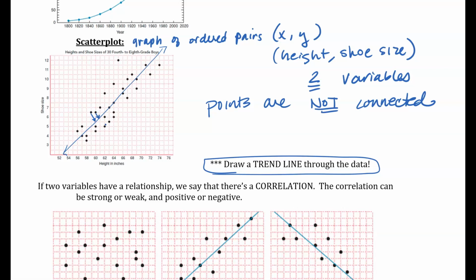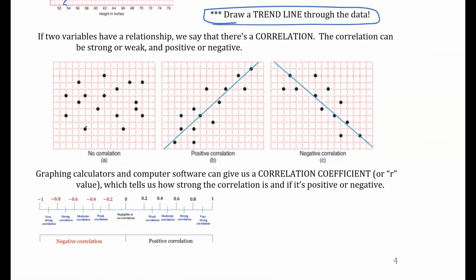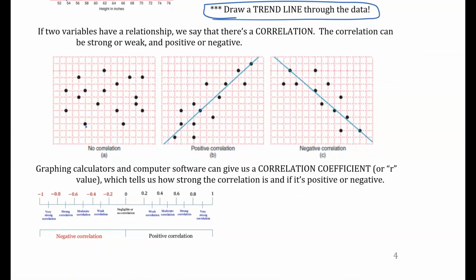So every single point has a distance to the line, and what graphing software does is it tries to minimize that distance for all of the points so that the line can be as close to those points as possible. Sometimes you'll hear this called a line of best fit. And there are a couple of different types of trend lines that you might see, and we're going to touch on those here.